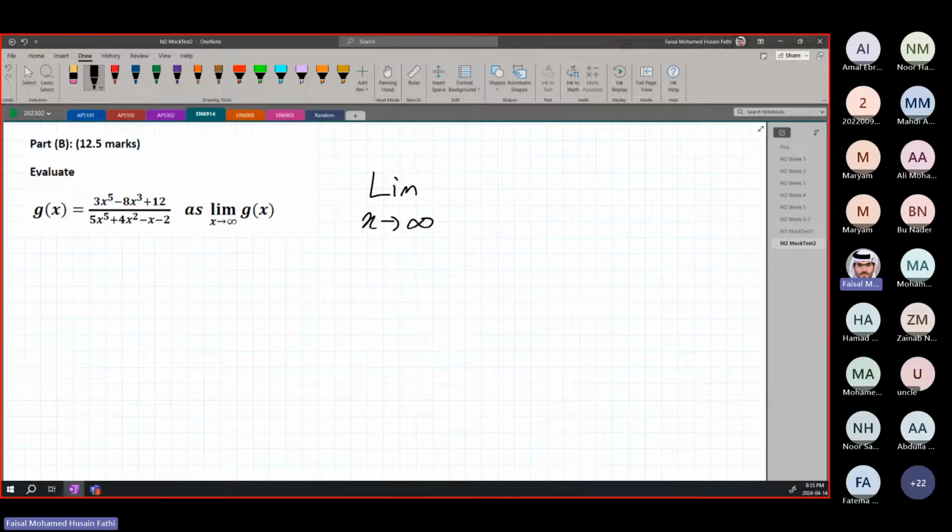First thing is, let's write this as g of x. We're not going to write the limit of anything. We're just going to solve this. We're just going to simplify this before we add the limit to it. All right?